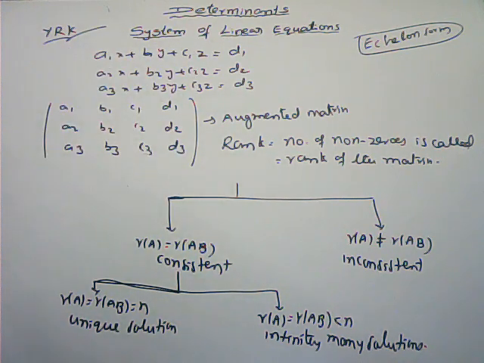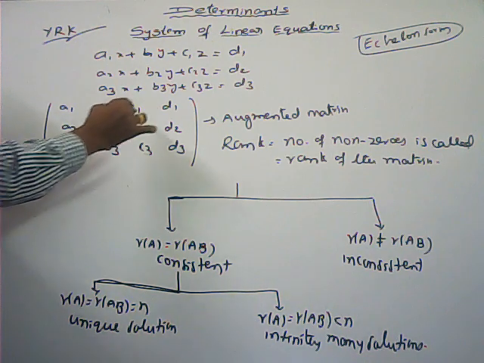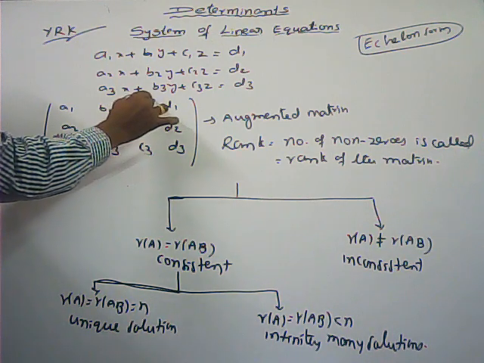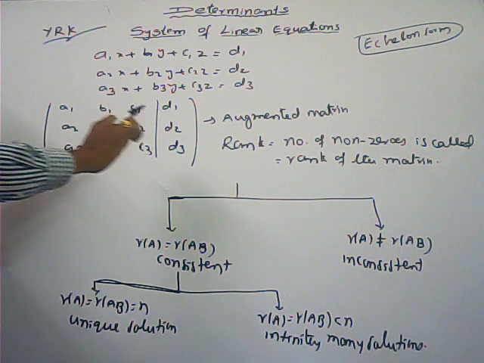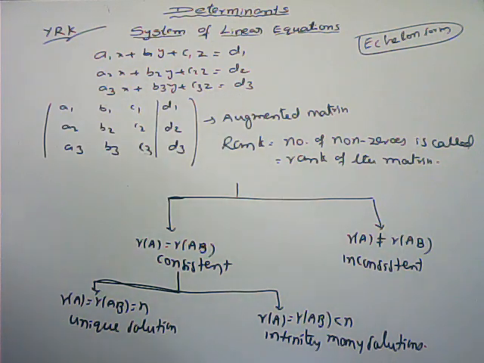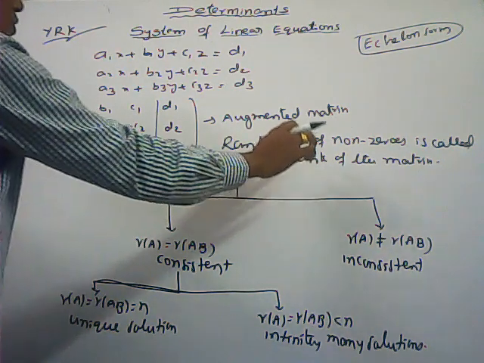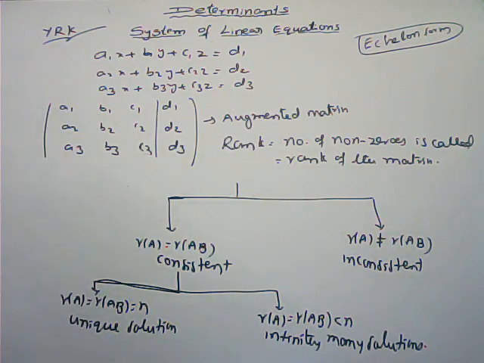In total you can write it in one box. We say this is the augmented matrix. While solving the problem we can get more clarity. Here the number of non-zero rows is called the rank of the matrix.